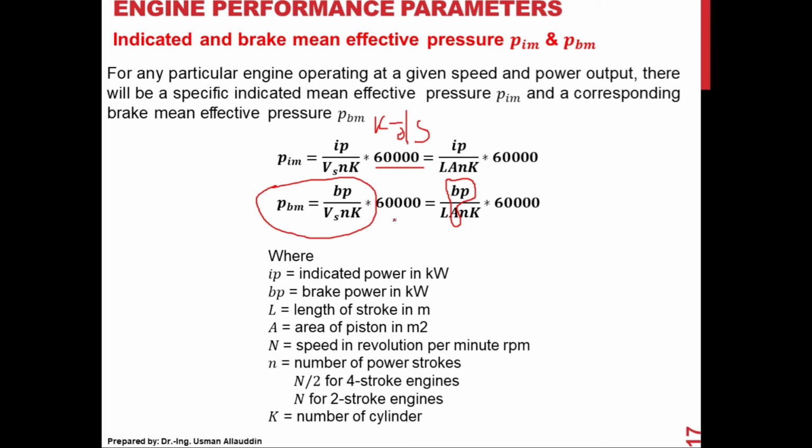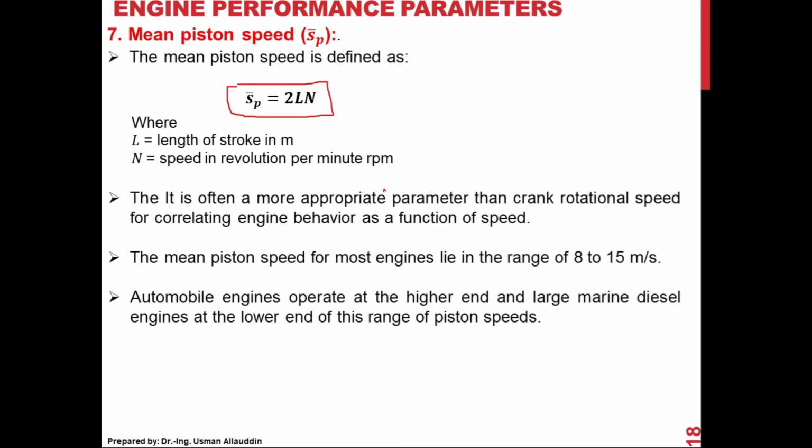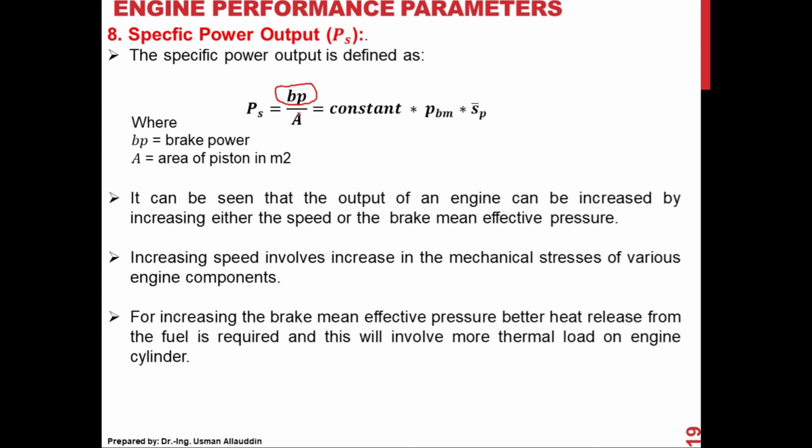Then L and N will be multiplied with the brake mean effective pressure, and if you put the value of capital N, you will have 2LN equal to the mean piston speed, and you will have to put some constants. So specific power output comes out proportional to brake mean effective pressure and mean piston speed. If you want to increase the power output of the engine, you can do it either by increasing the brake mean effective pressure or by increasing the mean piston speed.